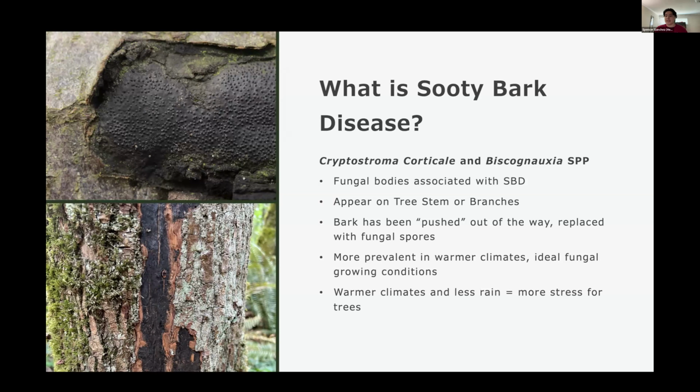And this is seen a lot more commonly, or it is more prevalent in warmer climates because warmer weather is ideal for fungal growing conditions. And the tree as well is usually under more stress due to the fact that it has to go through a longer drought period than anticipated, making them a bit more susceptible to contracting this disease. And so in these pictures to the left, you can see the two different fungal bodies, the top one being Biscogniauxia spp, and then the bottom one being Cryptostroma corticale, and just the variety in terms of sooty bark disease.